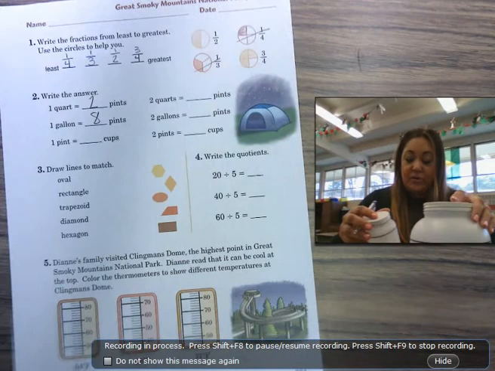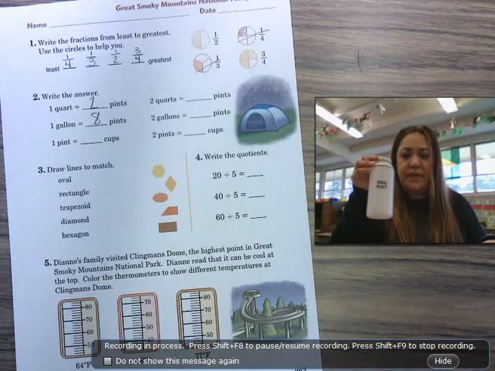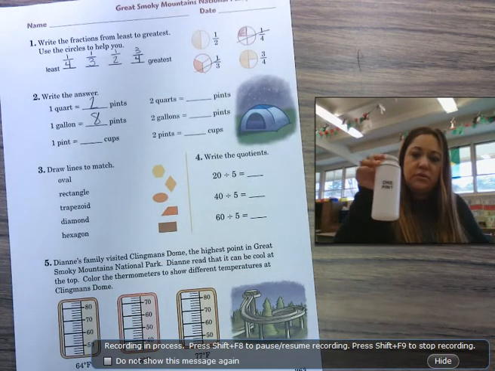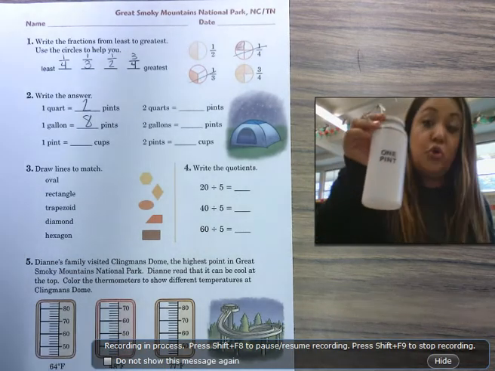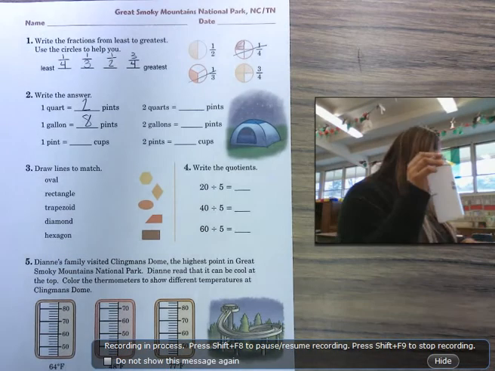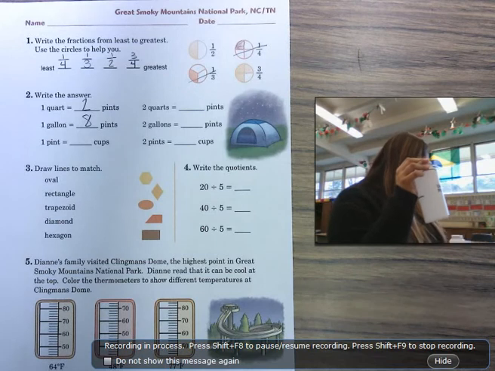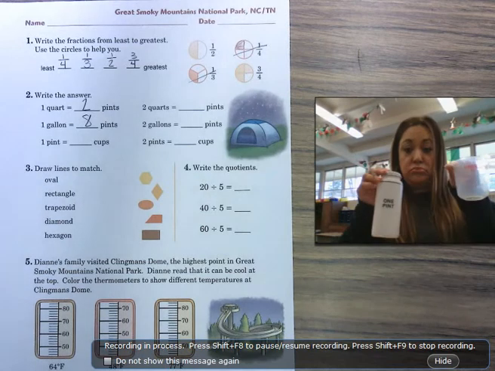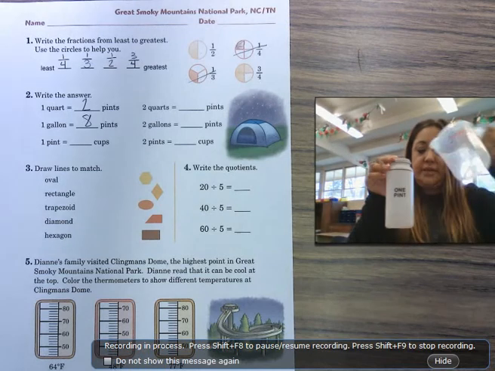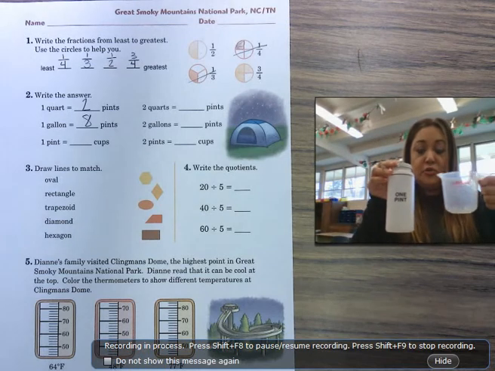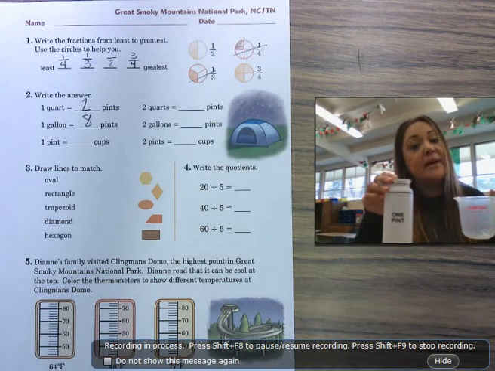Now, here's my little lovely pint. What do I need to fill it up? How many cups do I need to fill it up? Well, I got a cup. So here is a cup. Here's 1 cup. My little lonely cup. How many do I need to fill this in? What do you think? Take a minute and think about it.